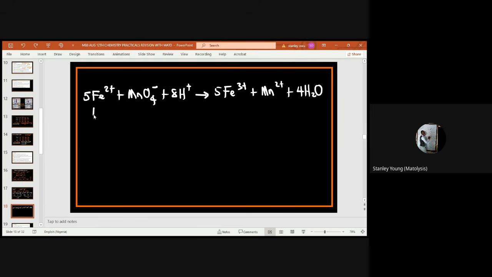Let's focus on the ratios. The number of moles of iron versus the number of moles of what? Permanganate. So this is 5:1. Please take note of that. 5:1. We're going to make use of that.